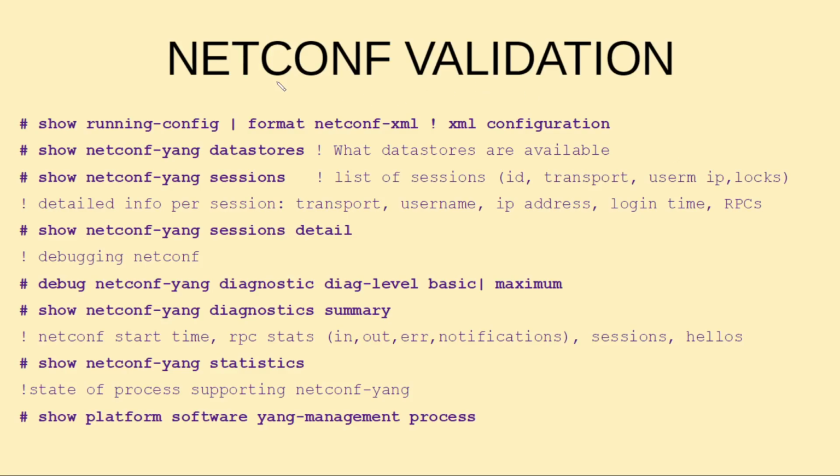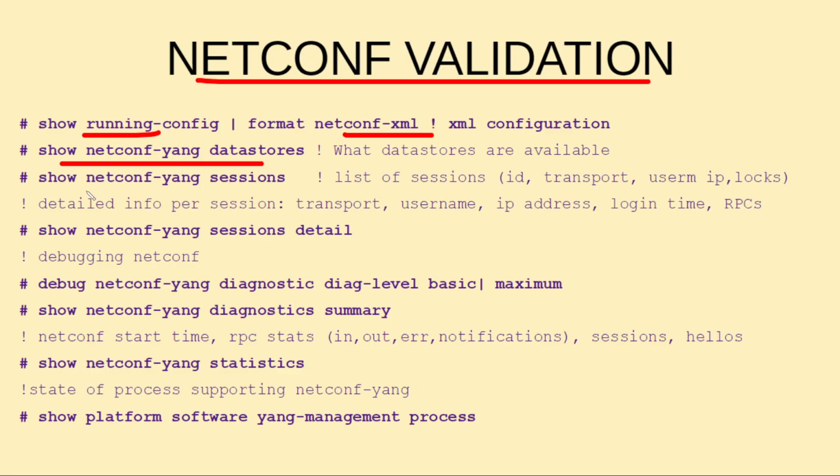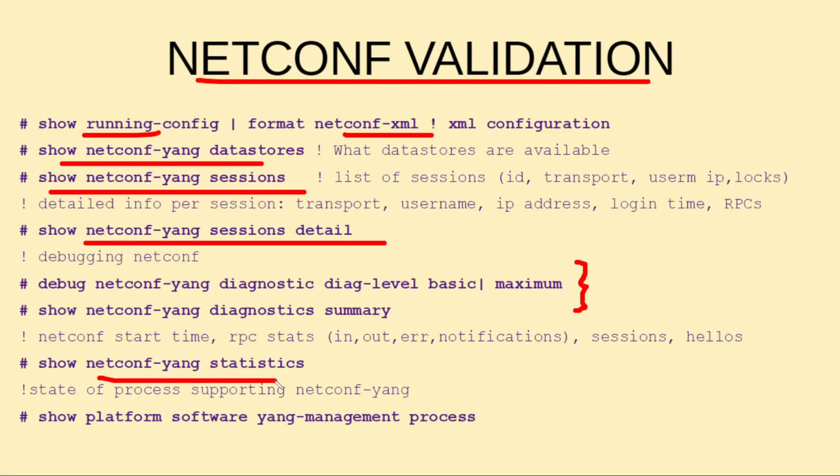And there are several validation NETCONF commands. For instance, we can see the running configuration in XML format. We can know the amount of data stores that we have available, the sessions that we have provided. We can debug NETCONF. We can gather the NETCONF statistics regarding the amount of remote procedure calls, sessions, and hellos that we have exchanged, the start time of NETCONF, and we can assess the state of the processes that support NETCONF with this command.